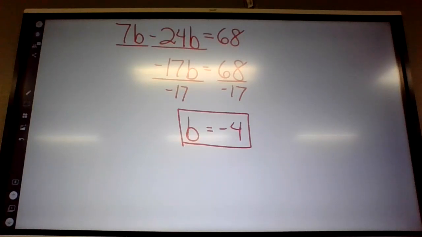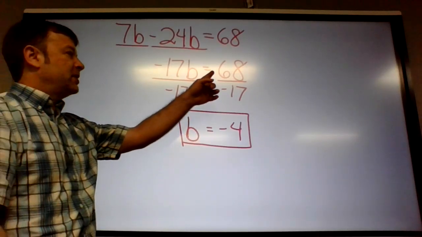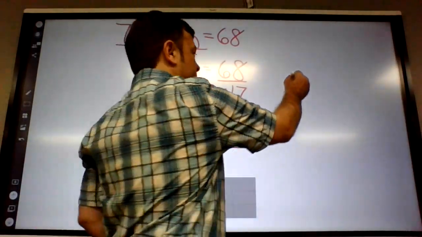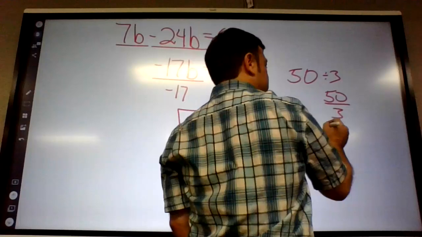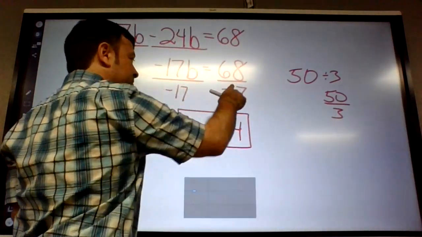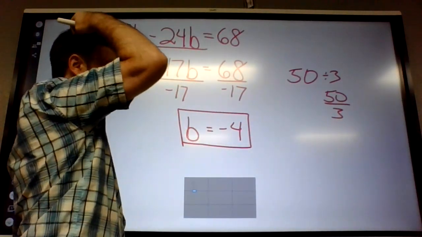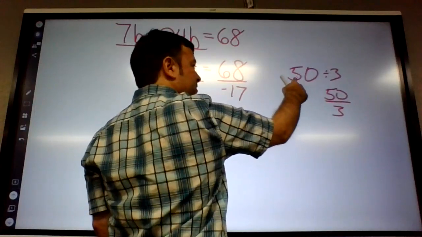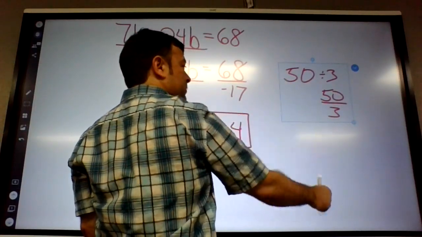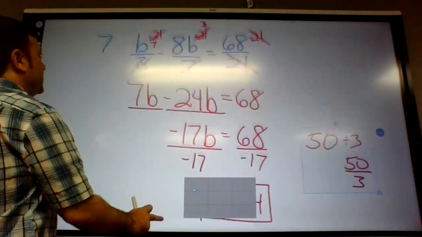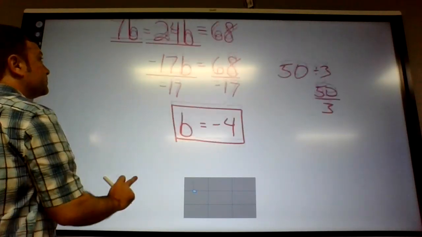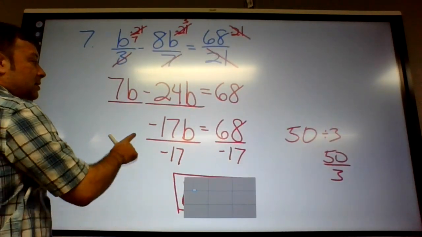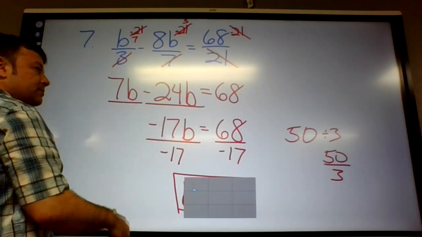So most of your calculators, if it's a Casio and it's on the standard setting, if you plug in 50 divided by 3, it will tell you 50/3. Of course, if you plug in this one, it would just tell you negative 4. So if you have a Casio on standard, it would automatically give you the fraction. Of course, you can change it to a decimal, but not necessary. Where does the 17 come from? 7b minus 24b.